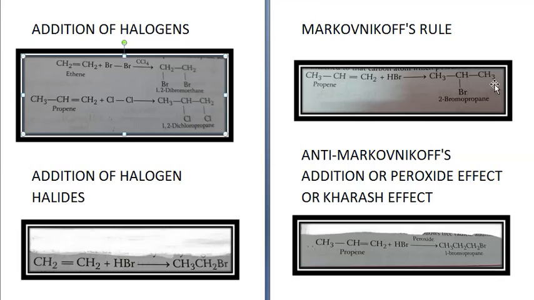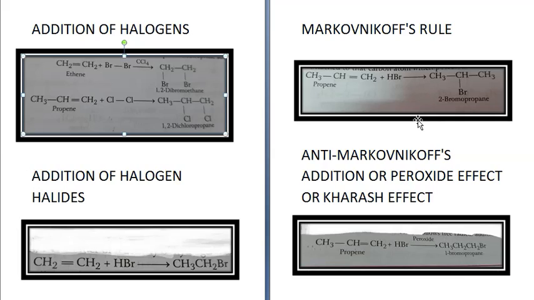See here, CH3CH=CH2 plus HBr in the presence of peroxide. Only in the presence of peroxide. Now, in this case, Br will get attached to CH2 and H will get attached to CH. So you will get CH3CH2CH2Br, 1-bromopropane, whereas in the case of Markovnikov's rule, you were getting 2-bromopropane.